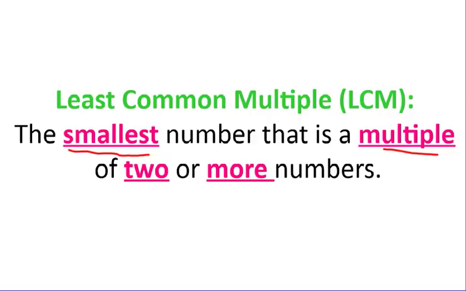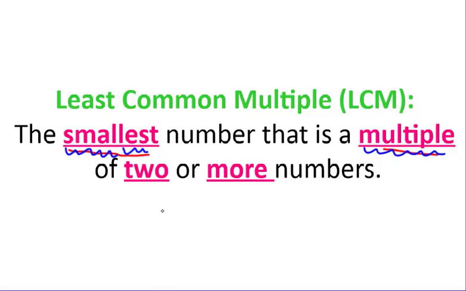And that two or more is very important because even in this lesson, I'm going to give you three numbers, but sometimes I could give you 4, 5, but as long as you know what to do, I could give you 10 numbers and you can still find the LCM, okay? But I want you to keep this in mind. We're looking for the smallest number and we're finding multiples, okay?